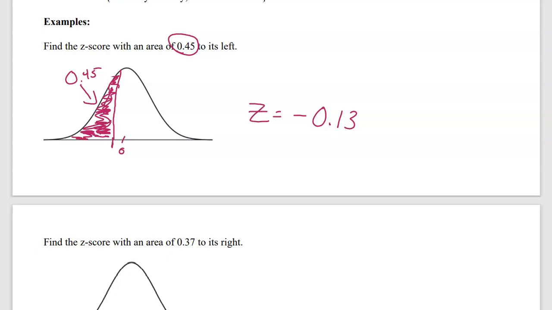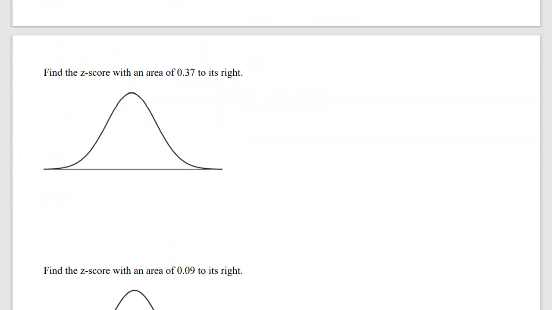Let's look at one where it's to the right. So we want to shade the area to the right, and so we're going to start over here. And we want only 0.37. So we definitely want less than half. Please excuse me. We want less than half, so we're wanting something over here. This area is a 0.37.